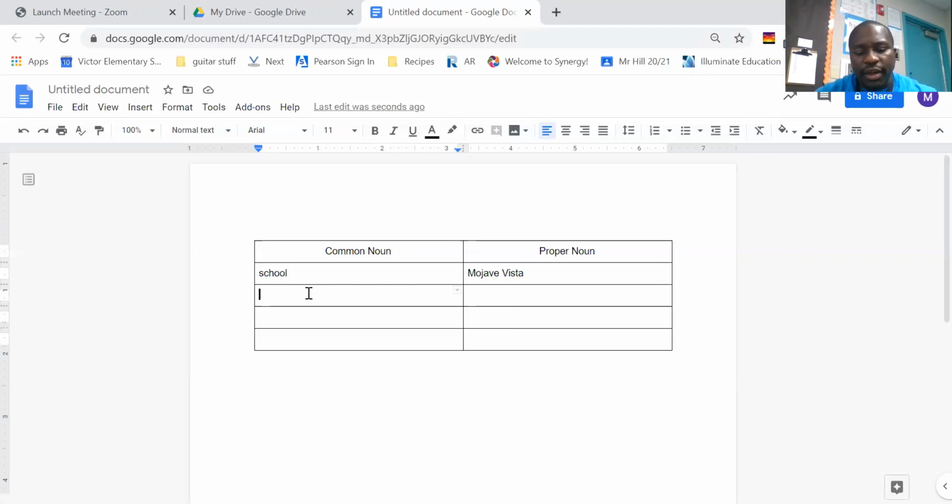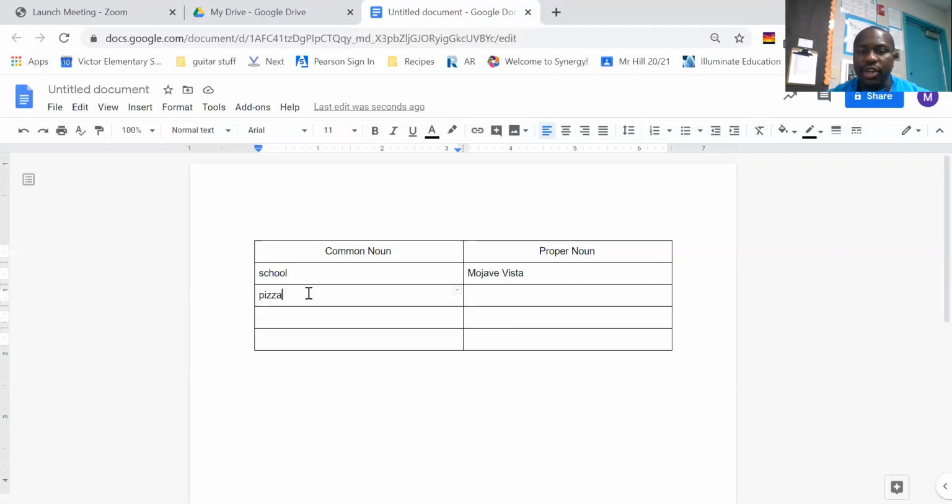Another example of a common noun is maybe food, right? So if you really love pizza, that's awesome. Pizza's great. I love pizza. It's one of my favorite foods. But pizza is a common noun, so you don't capitalize it. But if I have a name of a pizzeria that I like, then you're going to capitalize it.